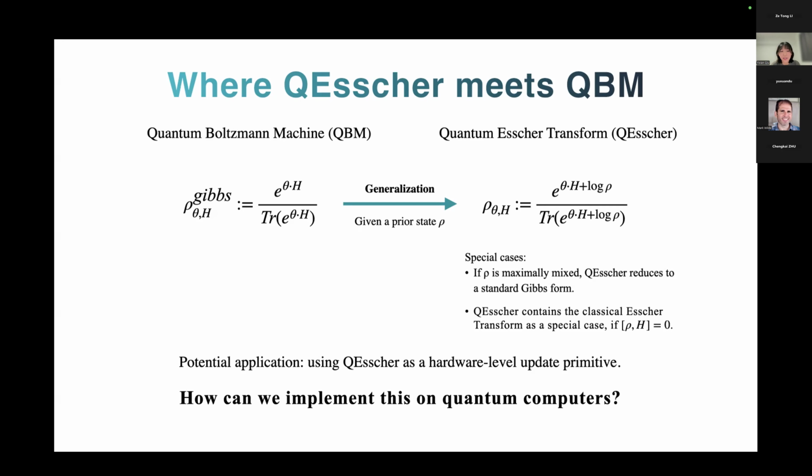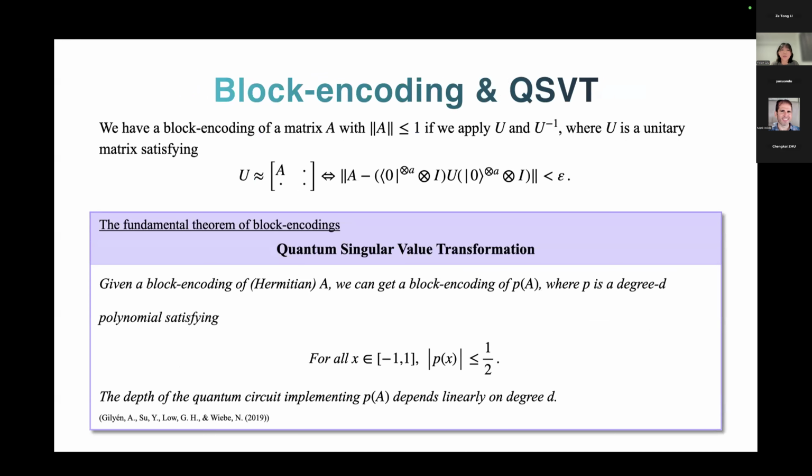So this leads us to the second question. How can we implement our Q Esscher, this kind of new Esscher state, on quantum computers? So we use the block encoding and QSVT technique.